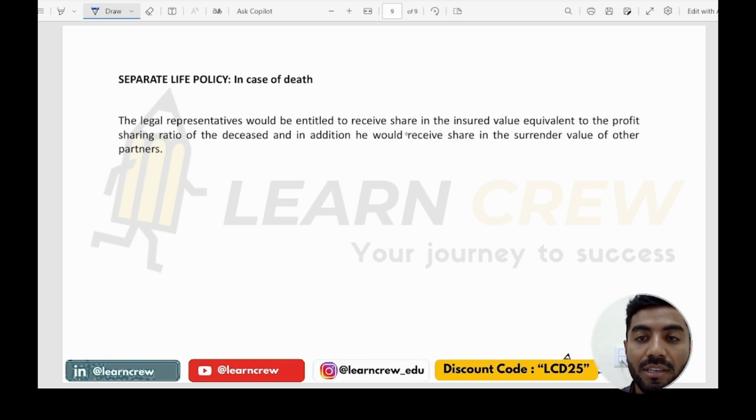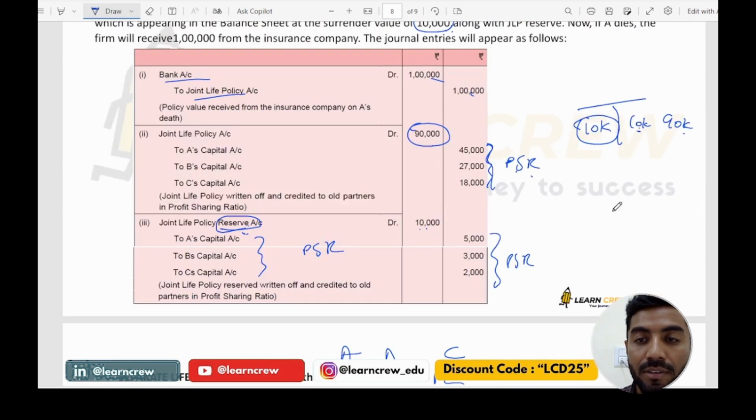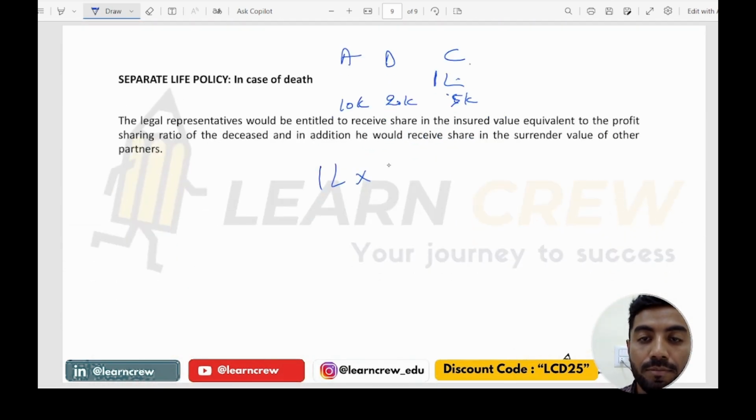Then separate life policy. In case of separate life policy, the legal representative will be entitled to receive a share in the insured value equivalent to the profit sharing ratio of the deceased. And in addition, he will receive a share in the surrender value of the other partners. Say, for example, the sum assured is 1 lakh. Partners A, B, and C, the surrender value is 10K, say 20K, and here 5K. This 1 lakh is not the share of C. In the 1 lakh, he'll be getting his share, that is his share here, 2 by 10.